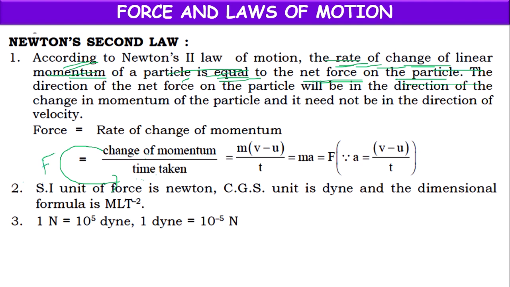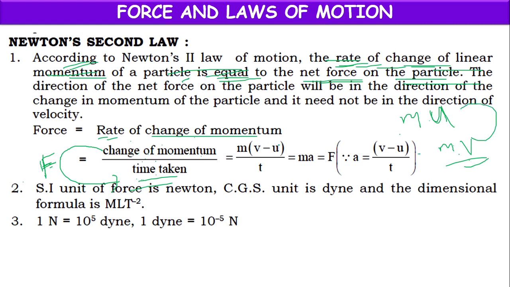So net force F is defined as the rate of change of momentum. Rate of change of momentum means change of momentum divided by the time taken, or time interval. If the initial velocity is u, then mass into velocity, mu, is the initial momentum. If the final velocity is v, then mv is the final momentum. Change of momentum means mv minus mu.